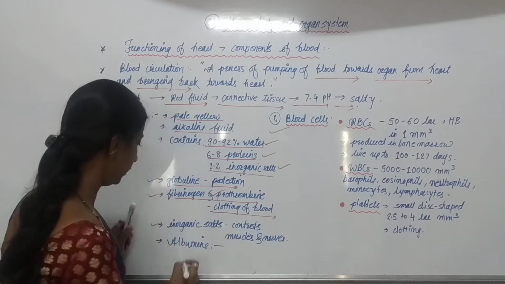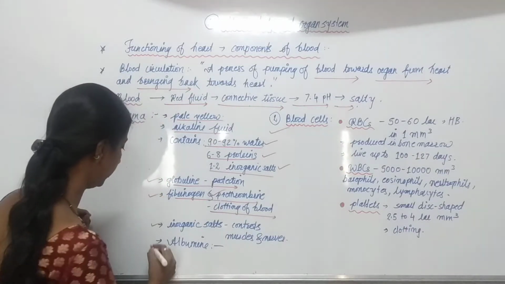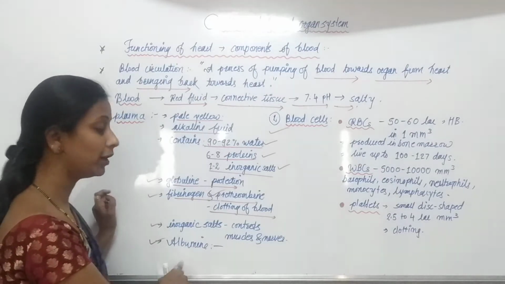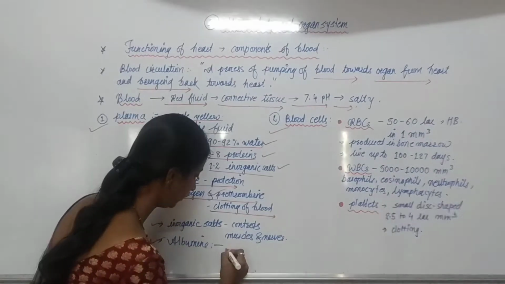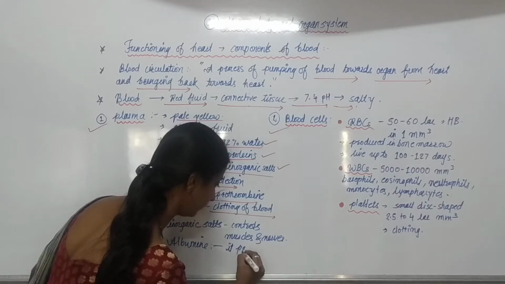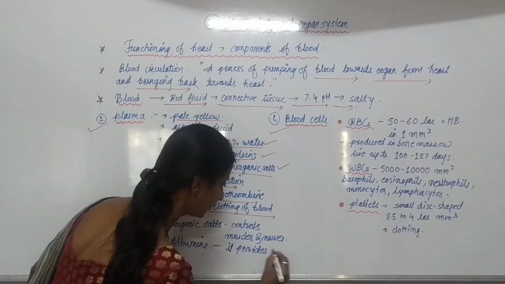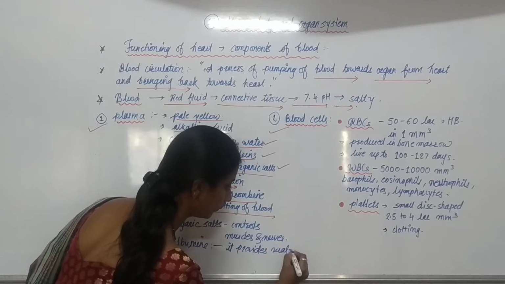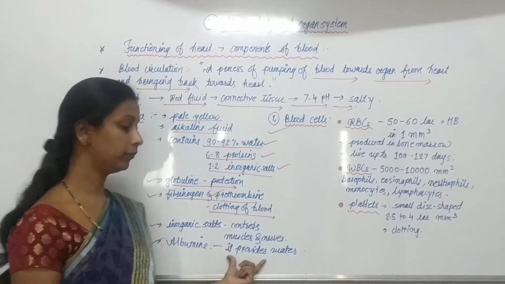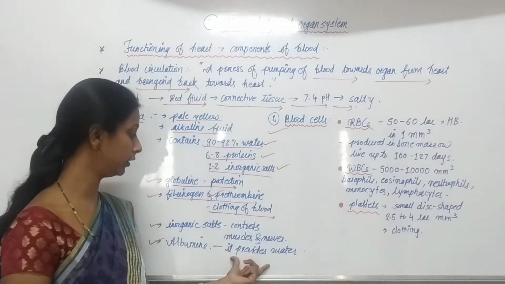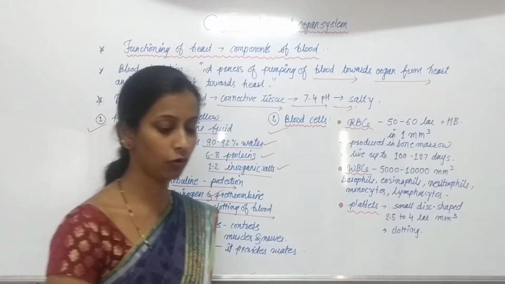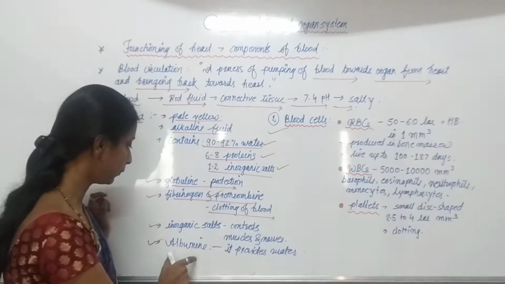Albumin, okay. This type of protein is also present in blood, and this albumin functions as, or it supplies water all over the blood which is present in the human body. It provides water. Okay, so this is the main function of albumin. It is also a type of protein.